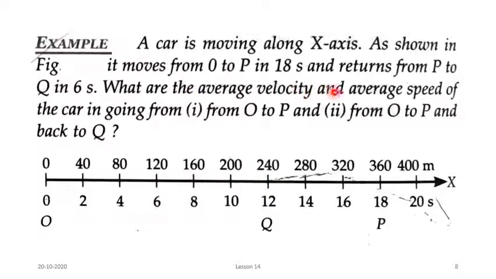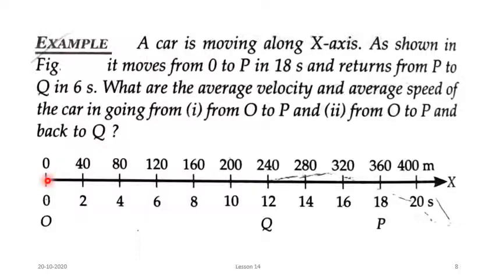Now, what are the average velocity and average speed of the car in going from O to P? So you have to calculate your average speed. Average speed will be the total distance traveled divided by the total time taken. The total distance traveled from O to P is how much? 360 meters. And it takes 18 seconds. So 360 divided by 18 is 20 meters per second. So your average speed is 20 meters per second.